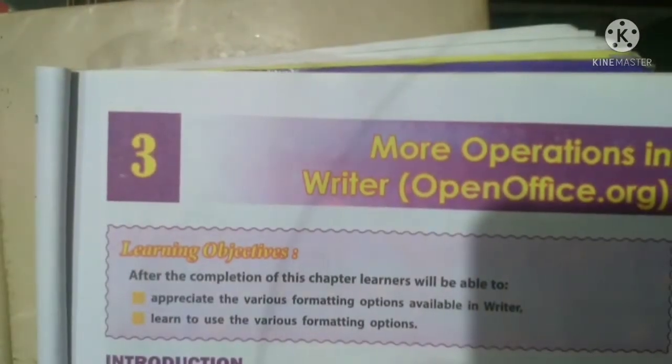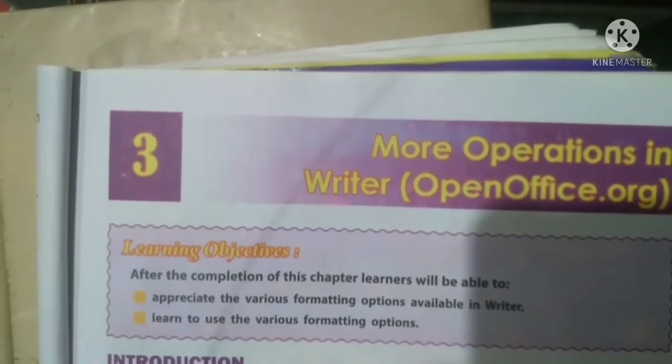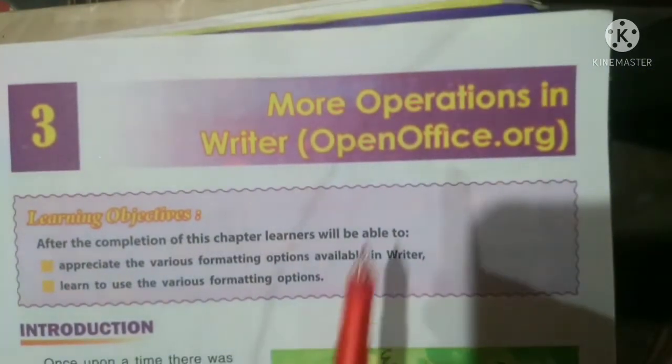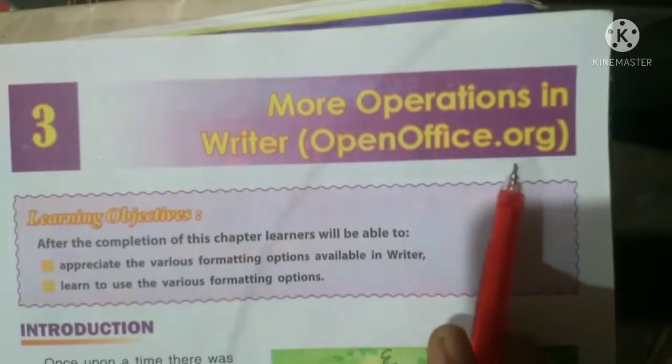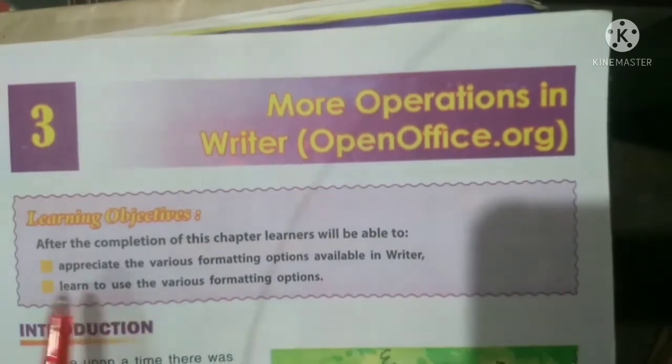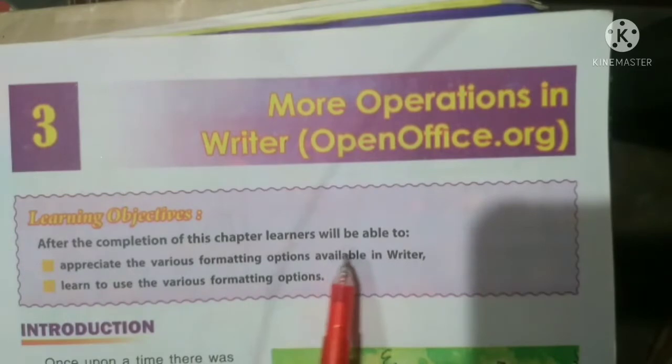This is video number 3 of computer class 5 ICT computer. More operations in Writer, OpenOffice.org. Learning objectives: after the completion of this chapter, learners should be able to appreciate the various formatting options available in Writer and learn to use them.